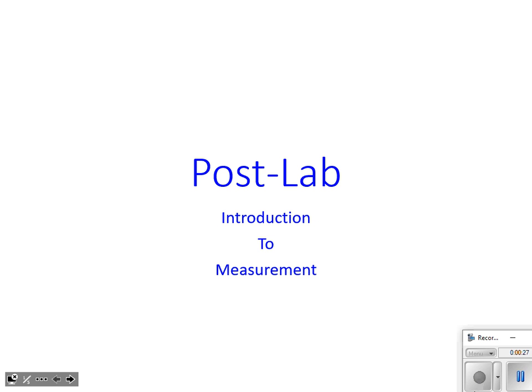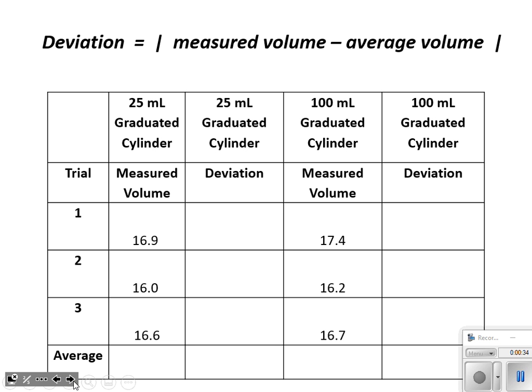So let's look at this chart, and I don't know whether I made up these numbers or I got these from one of your labs. But the very first thing we need to do, we're talking about deviation, okay? So we want to know how far our measured volume is from the average volume. In order to get the average volume, I'm going to add 16.9, 16.0, and 16.6. And when I do that, I get a value of 49.5. And I'm going to divide that by 3 to get my average. So when I take that and divide it by 3, I get an average of 16.5.